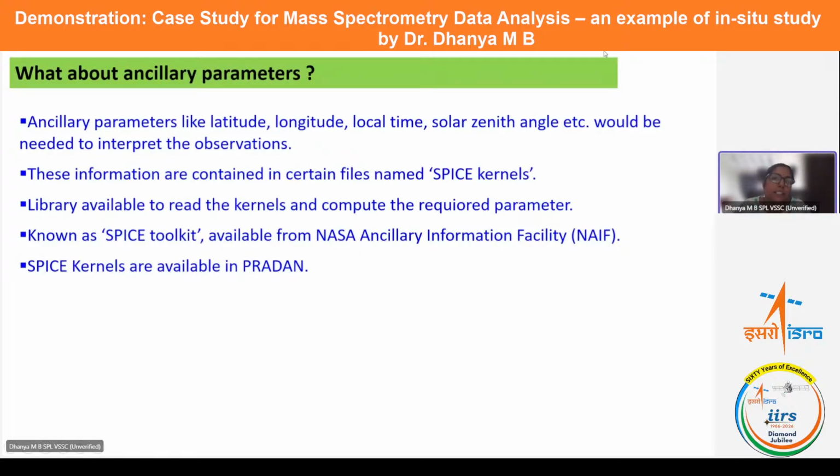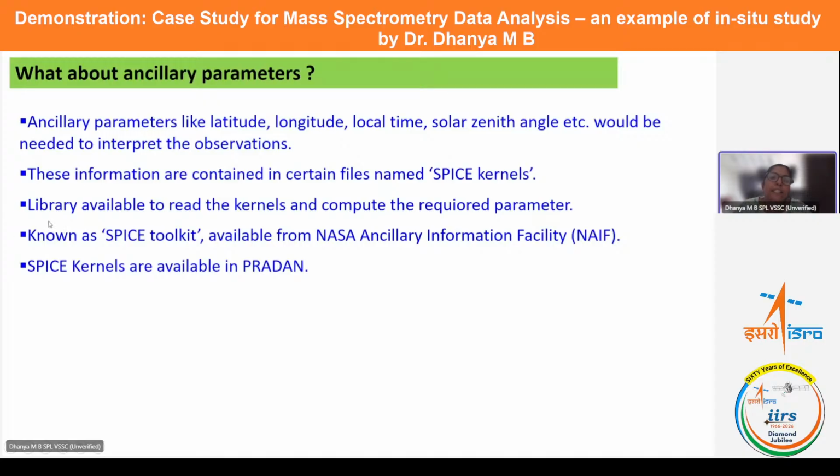How can we get this information? These are contained in certain files, which are called SPICE kernels. What SPICE refers to, we will come into. Kernels simply refers to files, SPICE kernels. And there is a standard library available to read the SPICE kernel. Once you read the SPICE kernel using the library, you can start computing the required parameters. And the SPICE kernel is in an international standard format. The content of the kernel is like a standard.